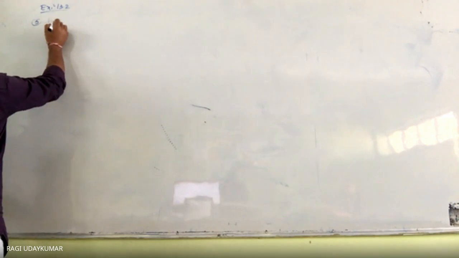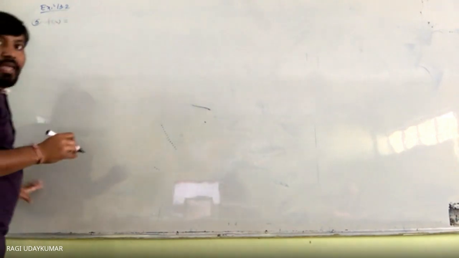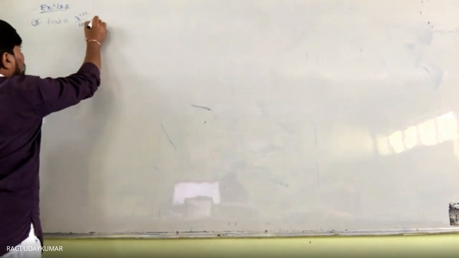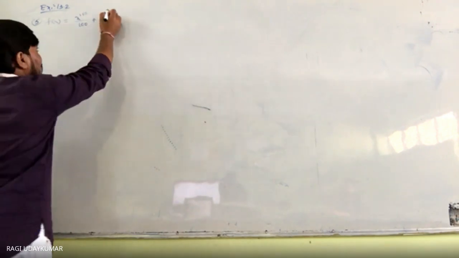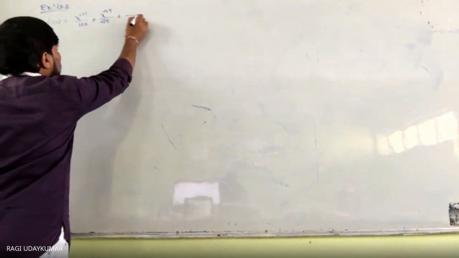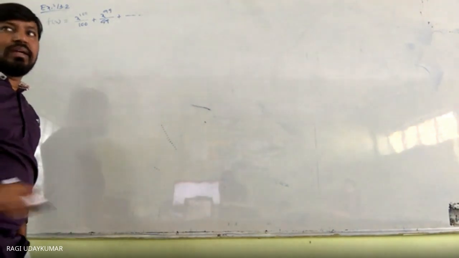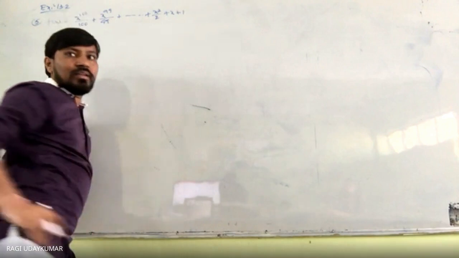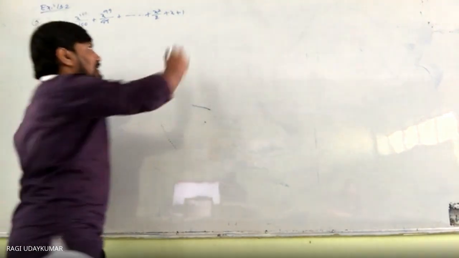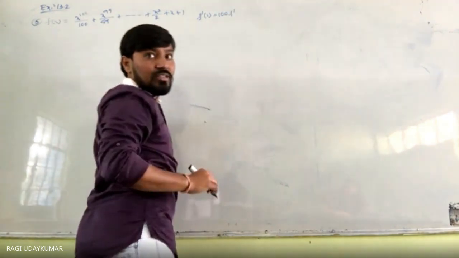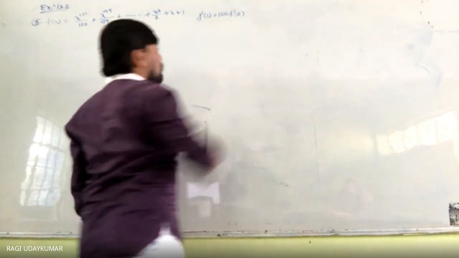Okay, so f of x is equal to, it is given to you, x to the power of 100 by 100 plus x to the power of 99 by 99 plus and so on, x square by 2 plus x plus 1, and it asks you to prove that f dash of 1 is equal to 100 into f dash of 0. This is to prove.